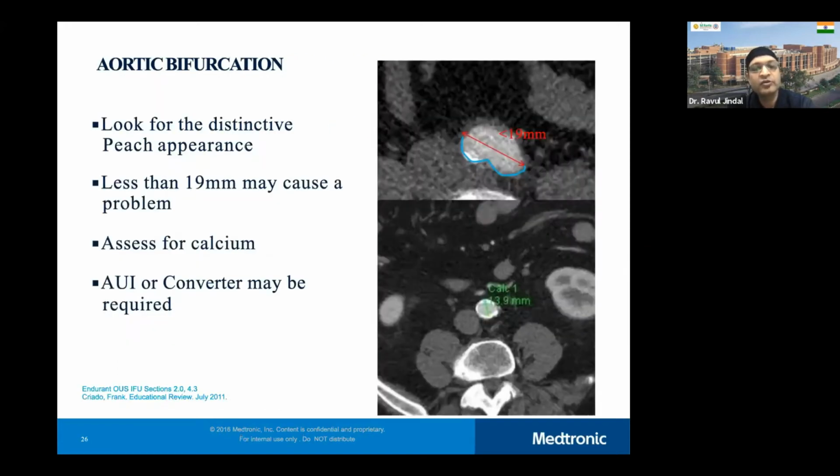And then you should also look into the aortic bifurcation. On the CT scan, the aortic bifurcation should be a minimum of 19 to 20 millimeters before we can put in the bifurcated stent. If the bifurcation is less than this, then we must use an aorto-uni-iliac device. You should also look for calcification.